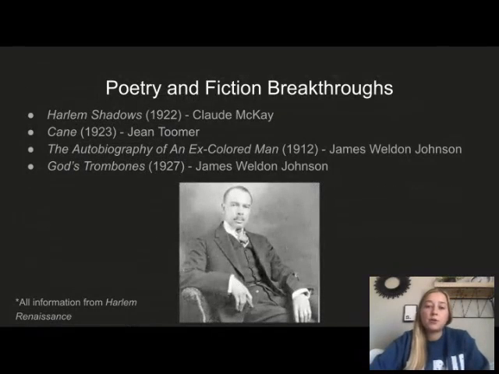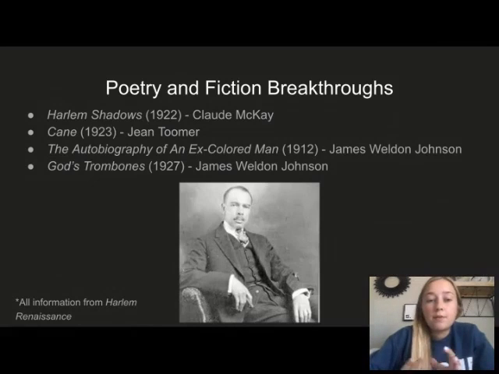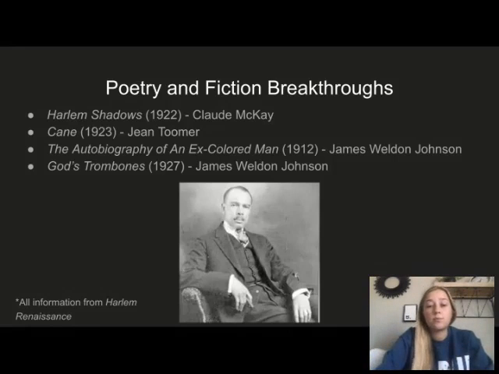So there were also a lot of poetry and fiction breakthroughs along with other works of art, but I just thought these ones were specifically very important. Some of the poetry examples are Harlem Shadows, which was by Claude McKay, and Cane, which was by Jean Toomer. And some fiction breakthroughs were The Autobiography of an Ex-Colored Man by James Weldon Johnson, which we already talked about, and God's Trombones, which was also by James Weldon Johnson.